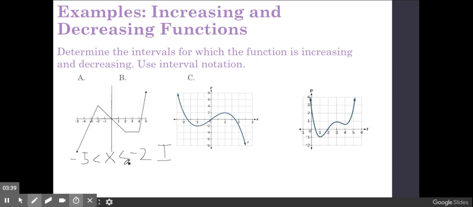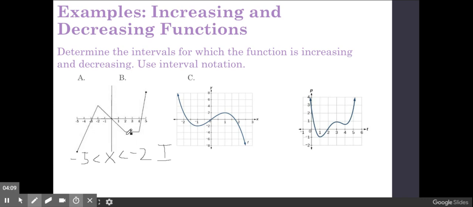And we don't put equal to here for intervals because technically these endpoints, which we're going to end up calling relative minimums and maximums, they are not included in this increasing part of the interval. They're kind of like the points where we change from increasing to decreasing or increasing to constant. So we don't include those. So we can just use the less than rather than less than and equal to. So we go -5 to -2 is increasing.